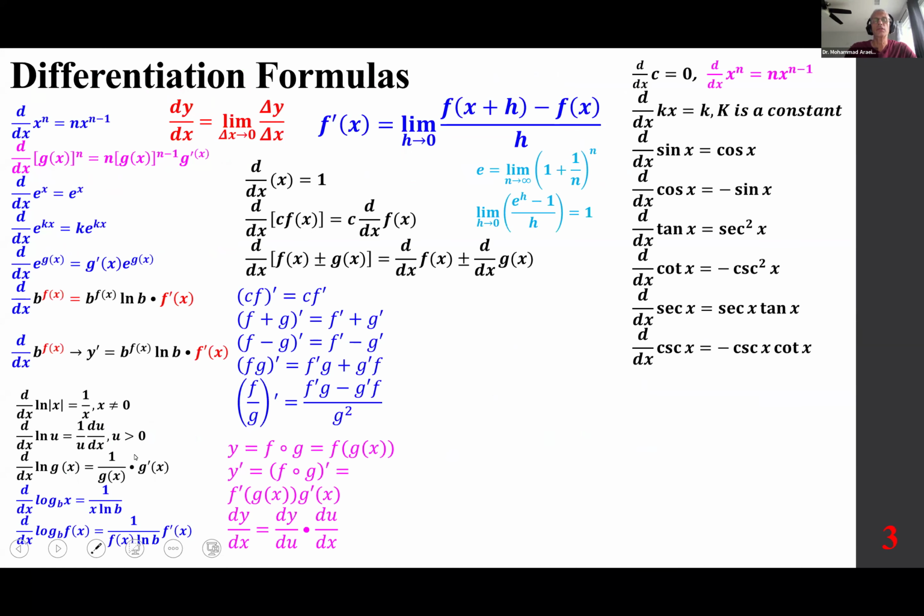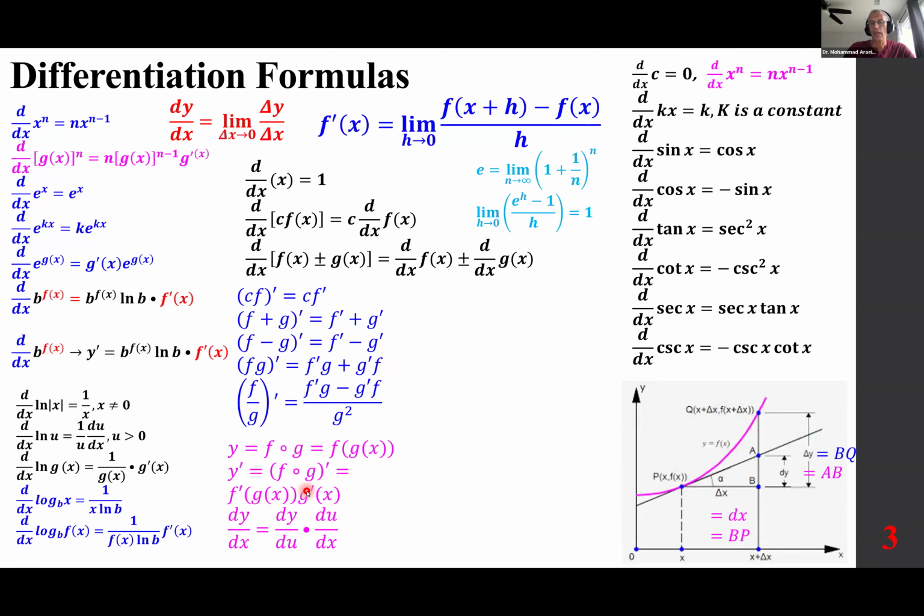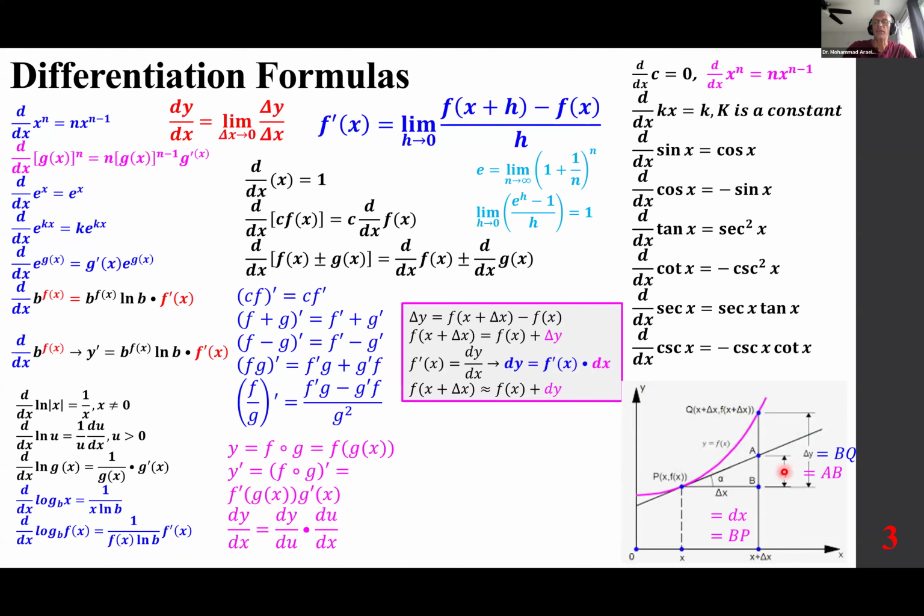reminding everyone of various differentiation formulas from the definition to basic rules. Trigonometric functions, exponential functions, logs, product rule, quotient rule, composite function resulting in the chain rule. And now, when we look at the graph, we can see that delta y is the rise along the curve, and dy is the rise along the tangent line as we go from point P to point Q.